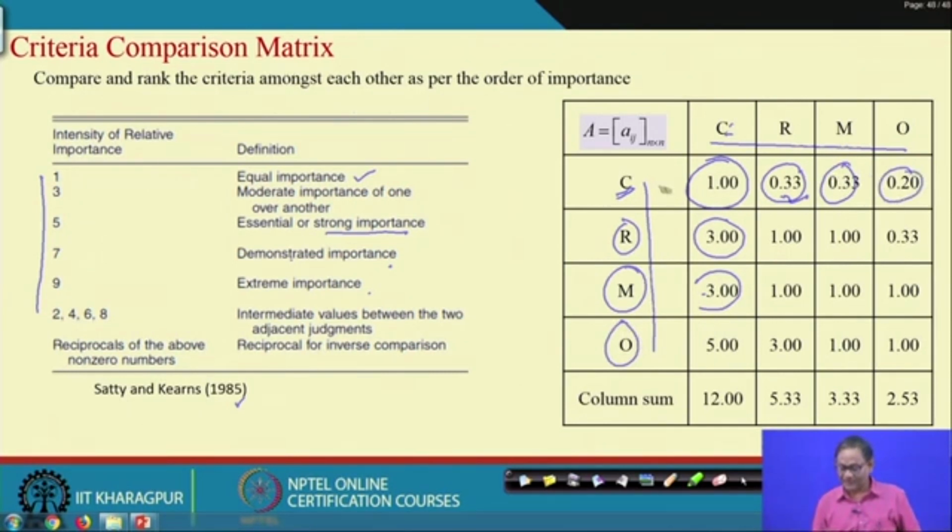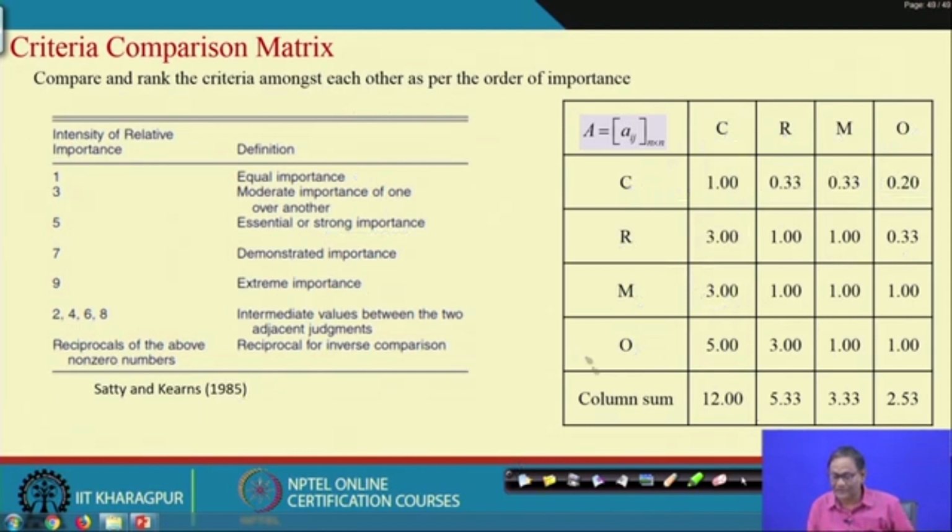In this manner, you find cost-reliability, cost-maintainability, cost-operability, then reliability-maintainability, reliability-operability, and maintainability-operability, and you put in the values. So, let our values be like this.